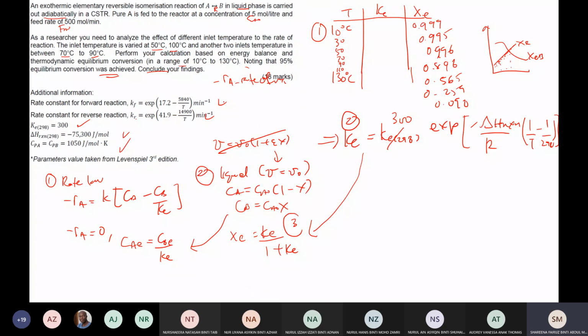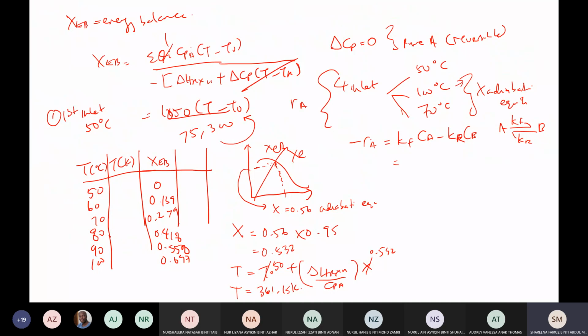So T ni adalah dekat temperature outlet. This is temperature outlet. Masukkan balik, and then masukkan nilai CA, minus. So you will have negative RA. Kalau untuk 50 degree Celsius, you akan dapat around 149 mol per liter minute.